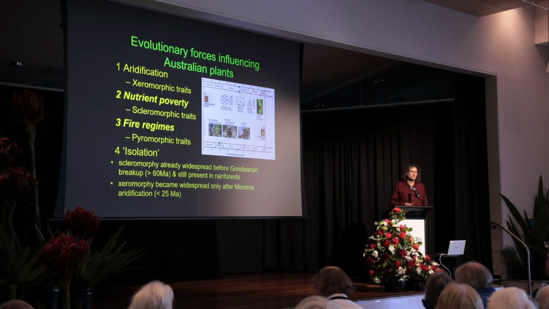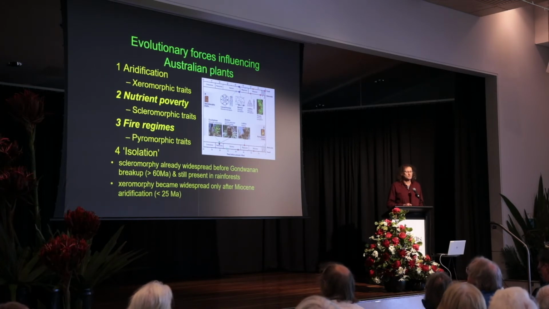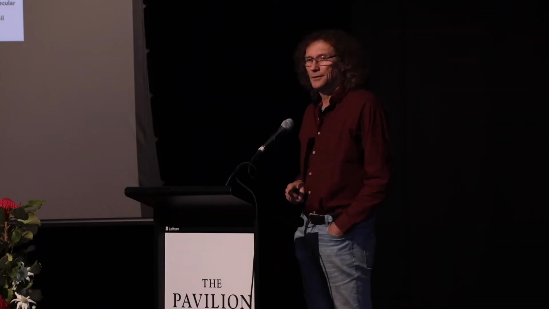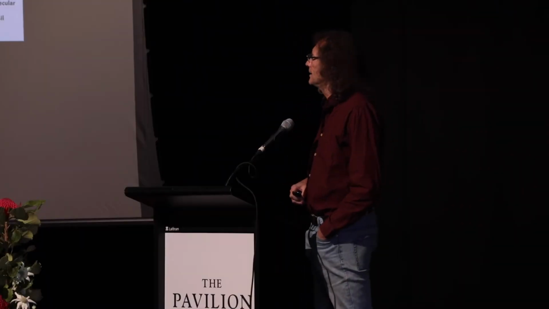But the next two, I think, are even more important. First of all, nutrient poverty. Most of our soils in Australia, not all of them, are extremely poor, or I shouldn't say poor, they're actually rich in terms of their flora, but they have very low levels of phosphorus in particular, and also nitrogen, potassium, and so on. And these are essential elements for plants, as anyone who tries to grow them will tell you.